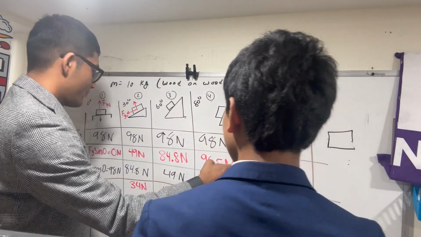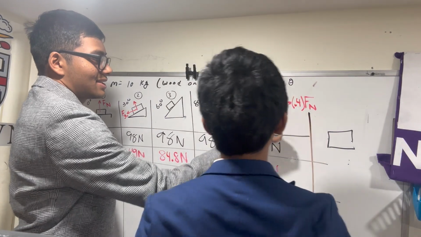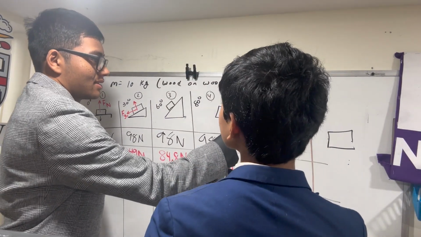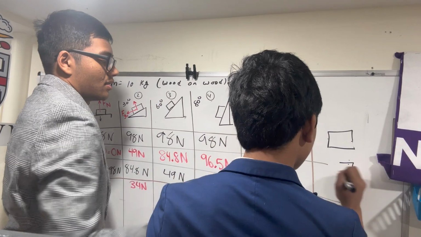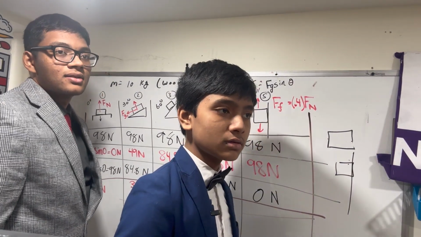F_G perpendicular. No, F_G perpendicular is 0. But here's the thing. There's still the same contact force. No, there is no contact. It's zero. It's free fall. Oh, I thought there was a wall here. If you drop this one, it loses contact with the wall.